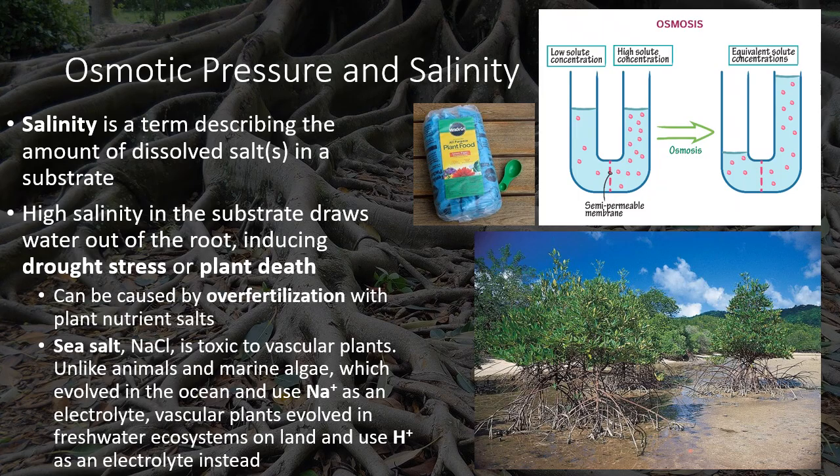If you over fertilize your plants, you can cause drought stress or kill your plant because of the high salinity. That's why it's important to always make sure that you measure out those fertilizers appropriately. It's much better to slightly under fertilize than it is to over fertilize. Over fertilized plants have a lot of problems.